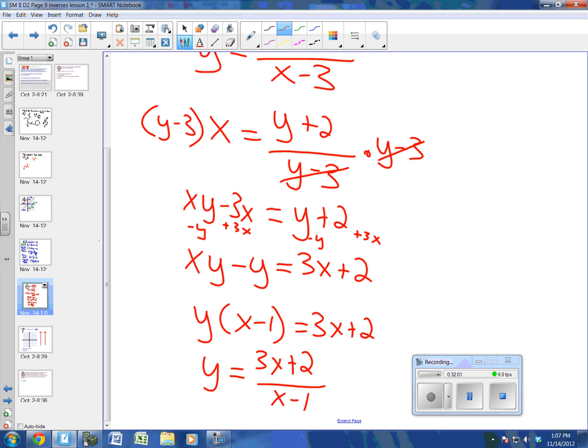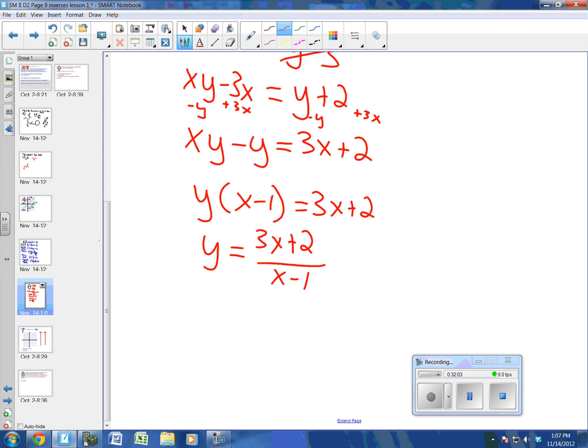Okay? Say that again. Change it to inverse notation. Inverse of x equals 3x plus 2 over x minus 1. Change it to inverse notation. That's it. If you graph those, you would see that those are inverses of one another.